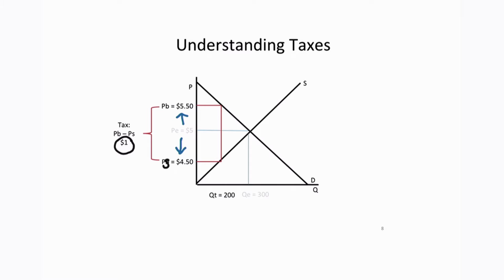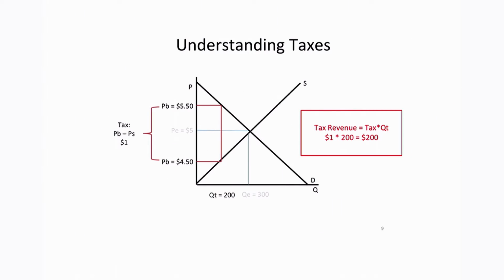Now here we're assuming that there's an equal sharing of the tax burden. For the buyers, the price rises by 50 cents. For the sellers, the price falls by 50 cents. We see that the quantity falls to 200. So here, the tax revenue, again, is the tax multiplied by the quantity sold. Therefore, the tax revenue is going to be $200.